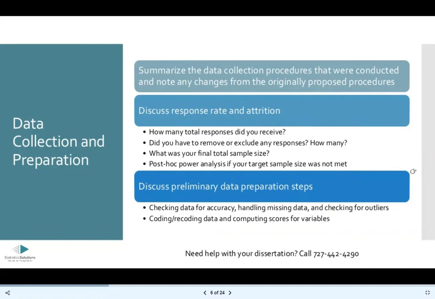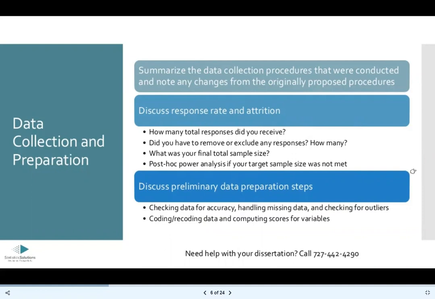And what implications that may have for your results, whether you maybe sampled from a different population than you originally intended, or used a different sampling method, or maybe even changed a variable that you intended to measure originally. You just want to make sure that you note all of that here. There can be a number of reasons why some things might change in between your original proposal to data collection. And that's fine, but it's just important to make sure that you're noting them.